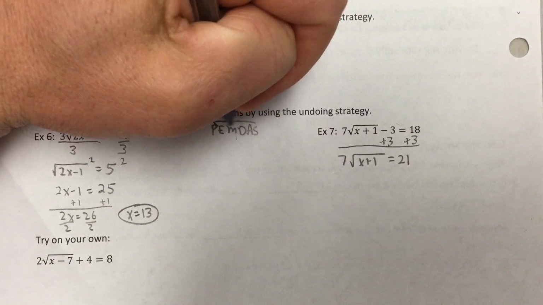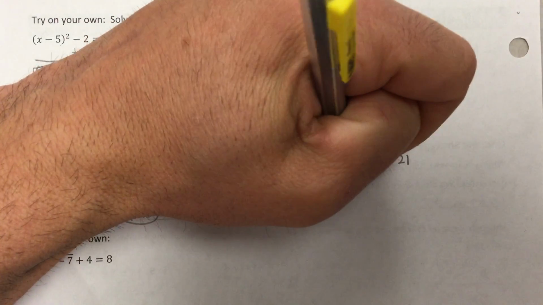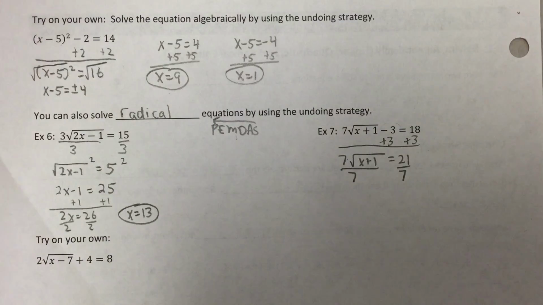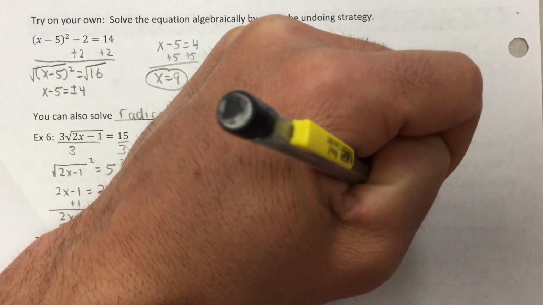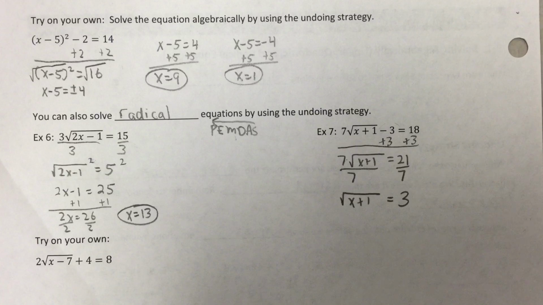And then I'm going to undo multiplication, division. So this 7 is being multiplied, undo multiplication with division, so I'm dividing by 7. Again, it's only canceling the 7s. I still have the square root of x plus 1 around it. And 21 divided by 7 is 3.